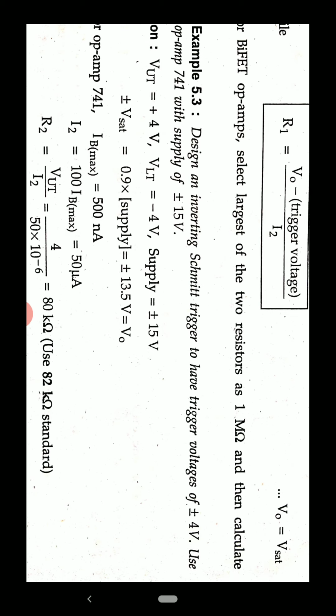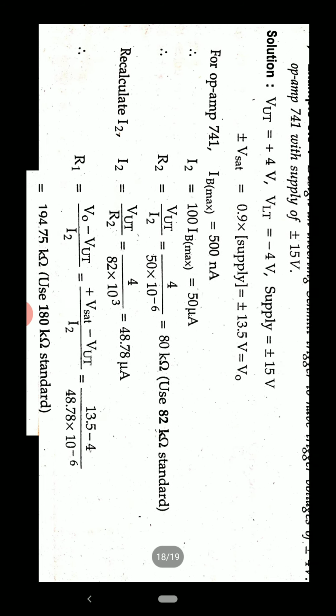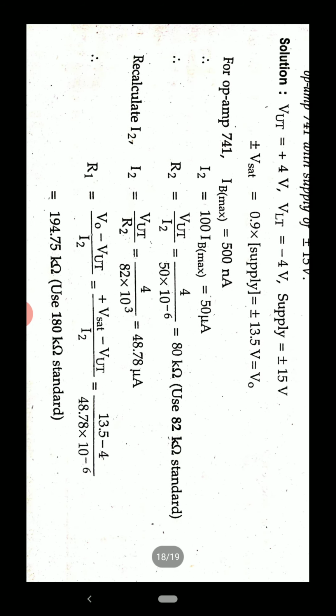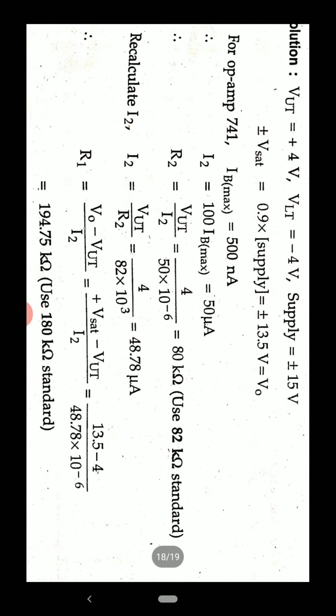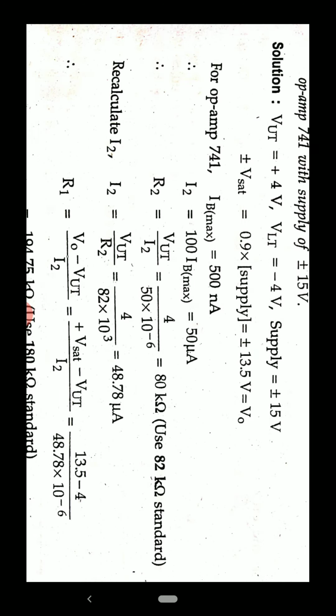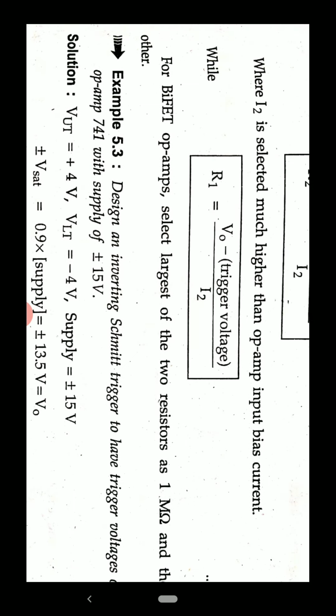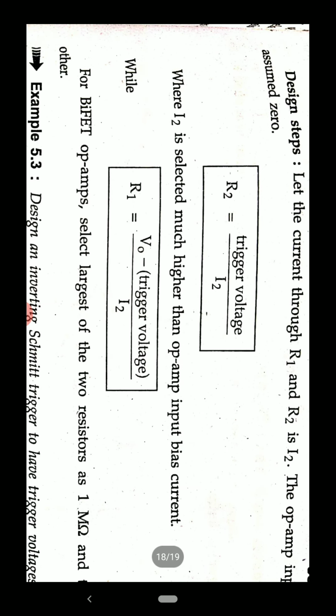Are you able to see this? Design an inverting Schmitt trigger to have trigger voltages of plus or minus 4 volt. Use op-amp 741 with supply plus or minus 15 volt. So these are the values. I hope these are clear now. Okay, this is the problem statement, and these are the formulas for designing.